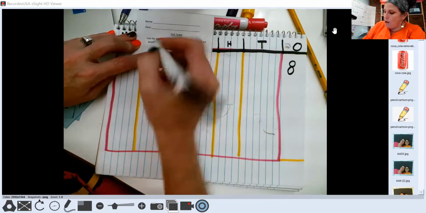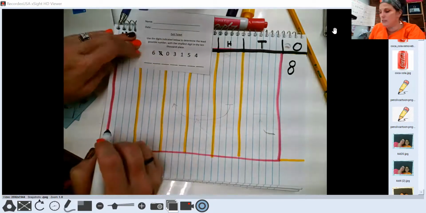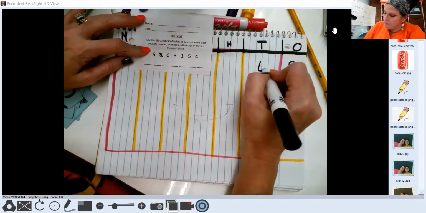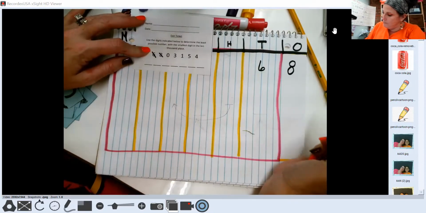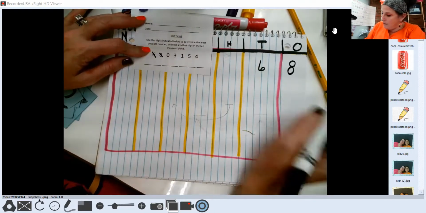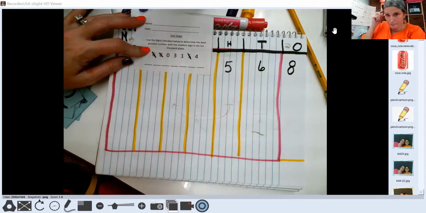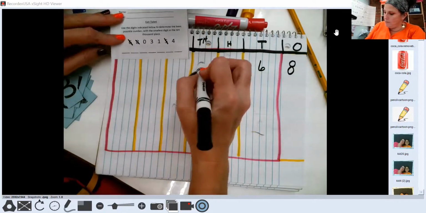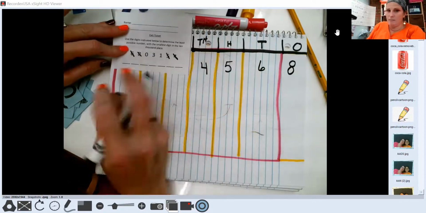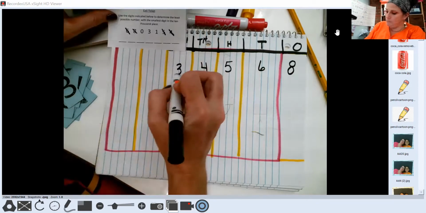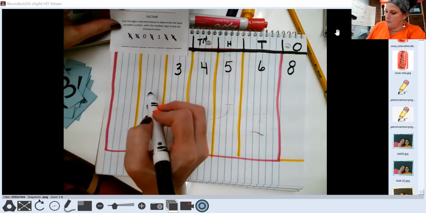And when I'm done, I cross that number out to make sure that I know that I've used it. All right, next is going to be 6. Then 5. 4. 3. 1.